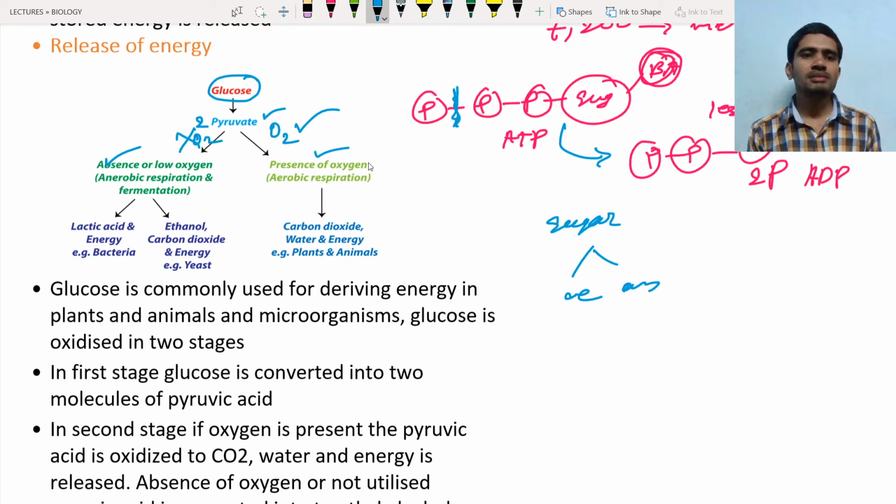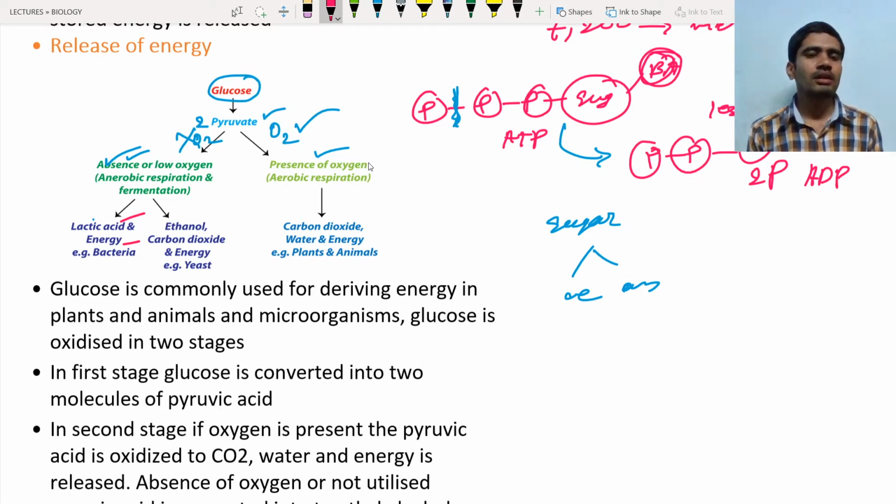So anaerobic respiration and fermentation can be seen in the absence of oxygen or low oxygen. So this is the main condition. First, in anaerobic respiration, lactic acid will be produced. Lactic acid and energy are produced, which can be seen in bacteria.